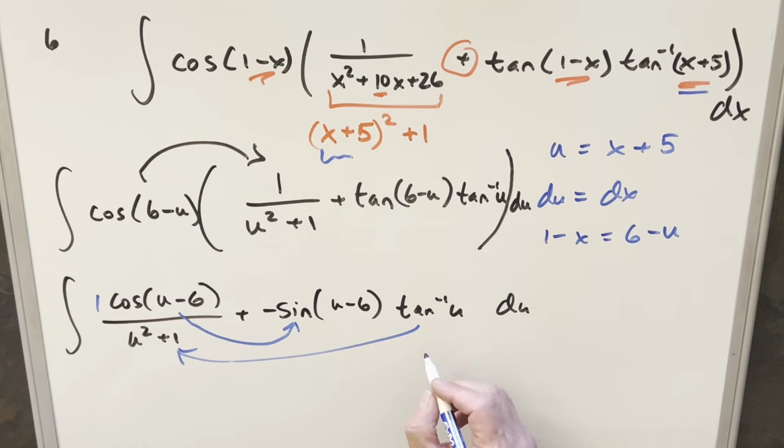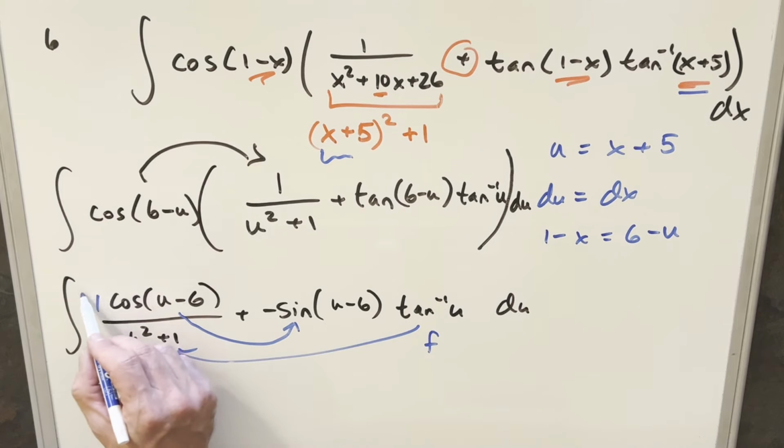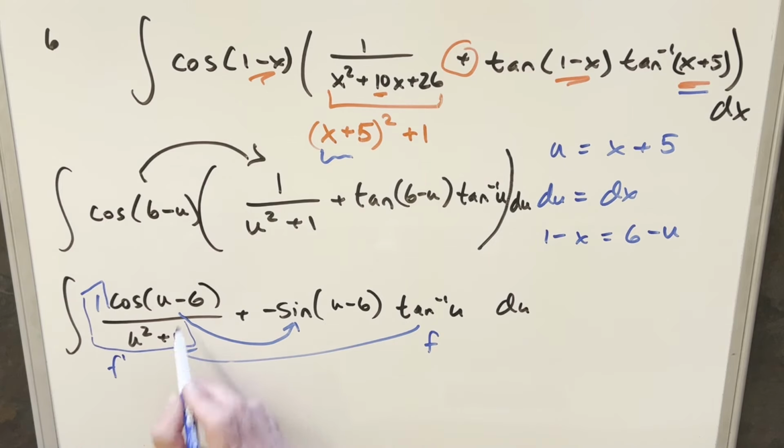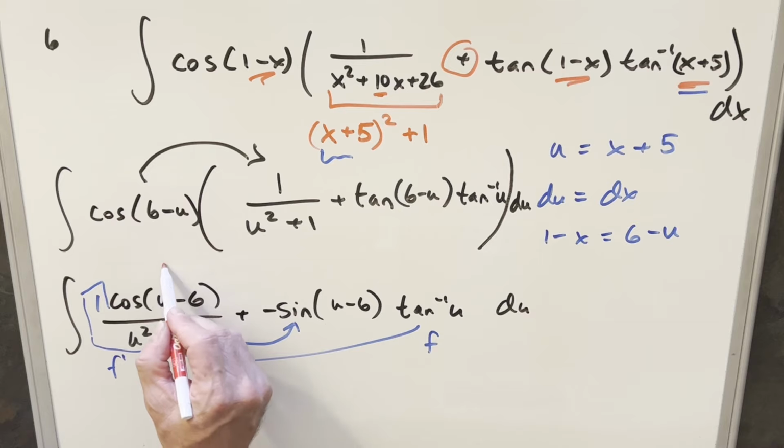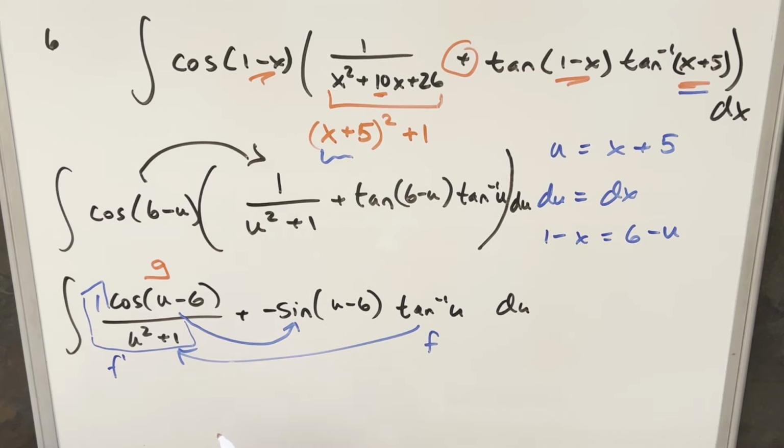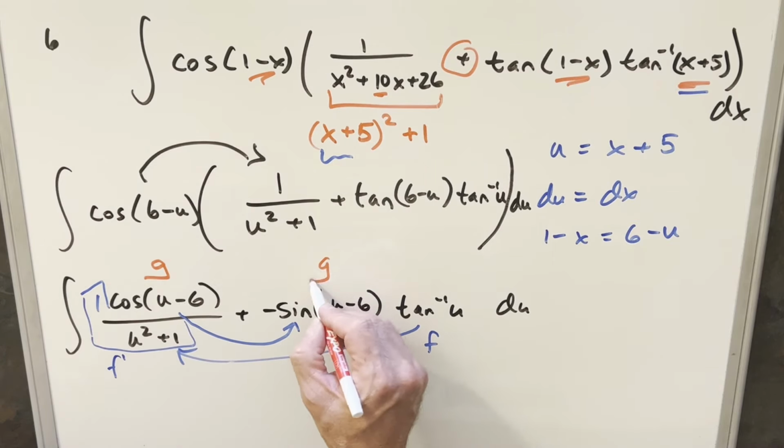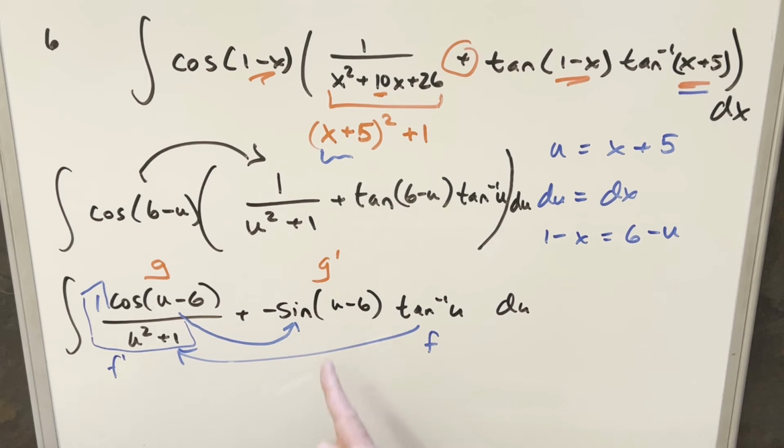But now for our reverse product rule, we can just label things. If arctan is f, then we have our f prime here, just including this 1 on this. And then if we call cosine u minus 6 g, g prime is going to be minus sine u minus 6 over here. So what we have here is set up perfectly for the reverse product rule. For the product rule, our formula is fg prime is going to be f prime g plus fg prime.